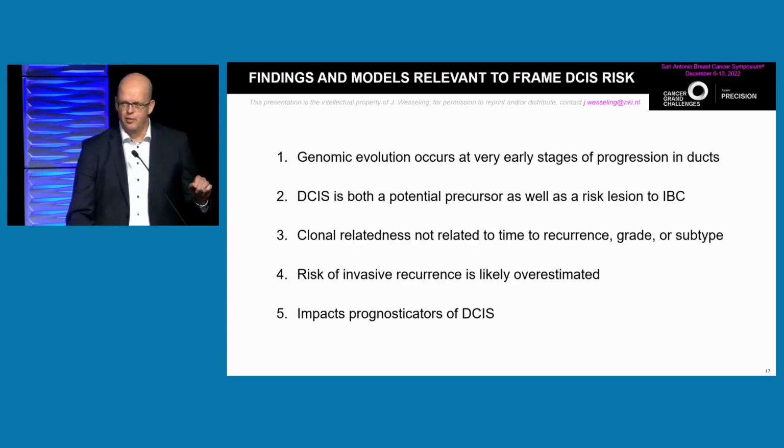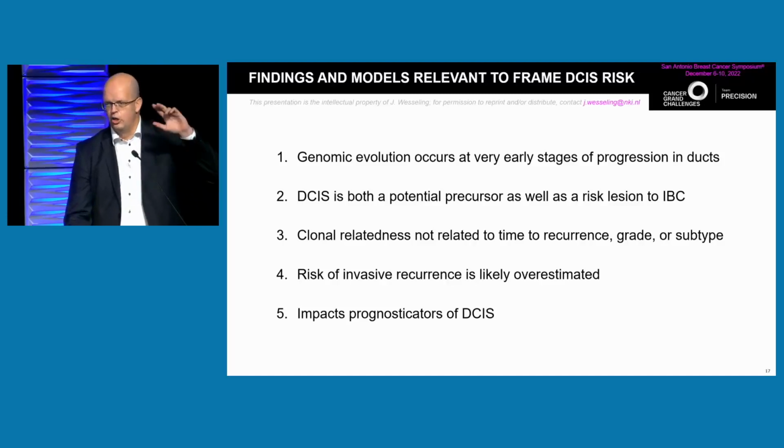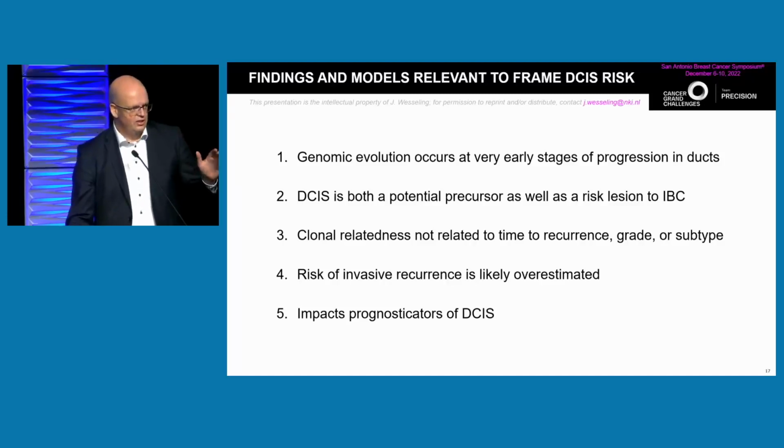That also makes clear why this is so important, that it impacts the prognostic value or power of prognostic biomarkers in DCIS, as 1 out of 5 is just a new lesion. So you have to overcome, so to speak, the noise that is in there, because also new lesions can occur.